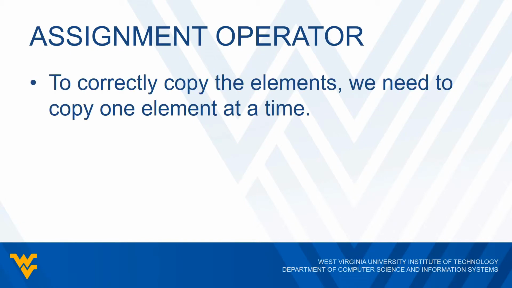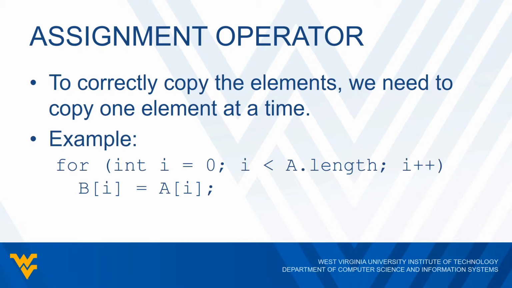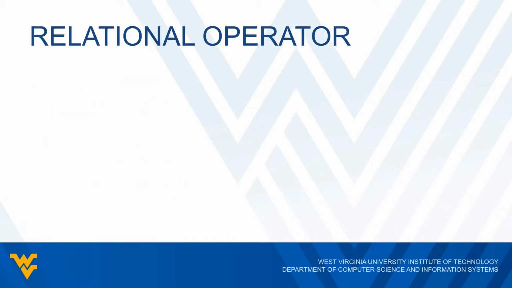So if we want to correctly copy all the elements, we need to copy one element at a time. So for example, I can just have a for loop here and just go from 0 all the way to a.length, although technically we could do b.length as well because we're going to assume that both a and b have the same number of elements. And then I can just say for each element, take a[i] and store that into b[i].